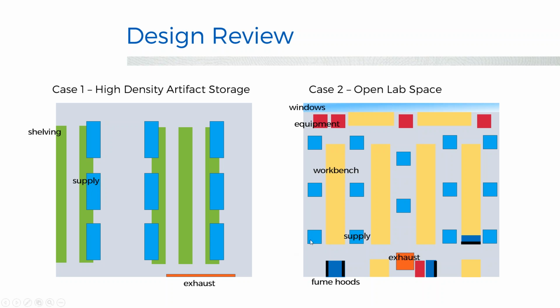This one again, the blue indicates supply diffusers. So in this case, we were running swirl diffusers, and we're drawing all the supply air down to this exhaust, which is also in the ceiling. We have some equipment indicated by these red boxes. The yellowy boxes are workbenches, which are throughout the space. We have windows along one end of the lab, and then fume hoods located here and here and here, with the black indicating where the sash opening is.